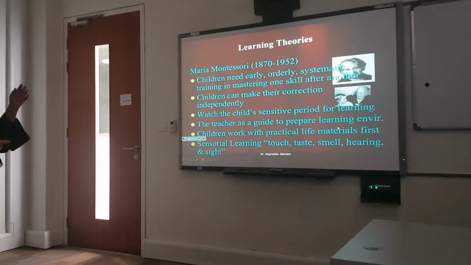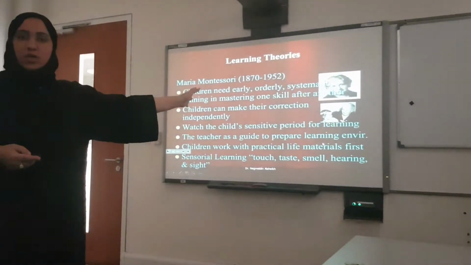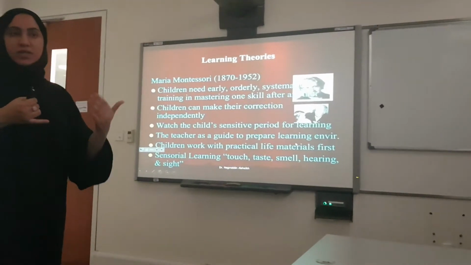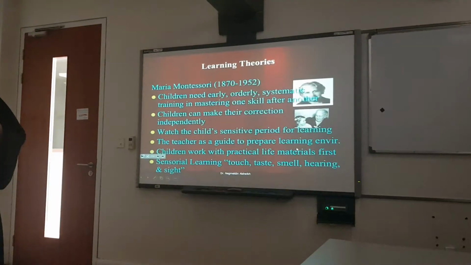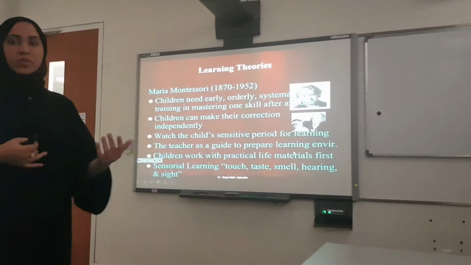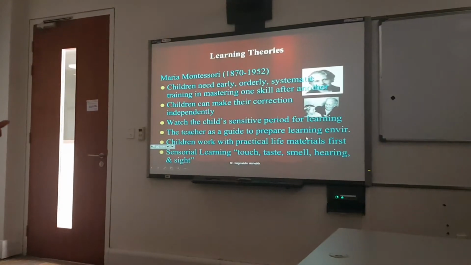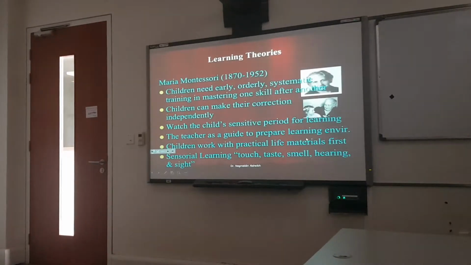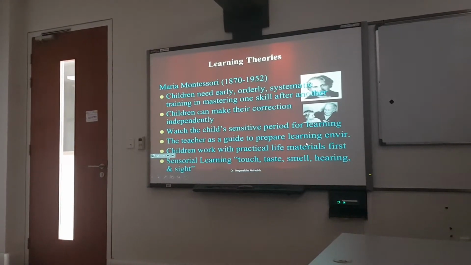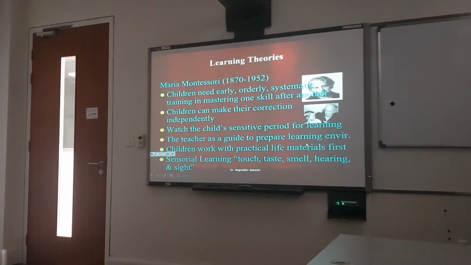So again, Mansouri, what are the aspects of this theory and its beliefs? Early learning in childhood, orderly and systematic. Children can learn and correct for themselves, so you give them the freedom to do that. Teachers are a guide instead of an authoritative figure. Children do practical, real life, authentic work. And the last one? They use the senses. Yes, the sensory learning. Okay, good.